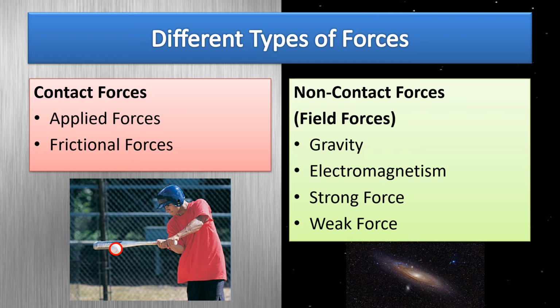There's also the strong force and the weak force. Those are also non-contact forces that are field forces, and they're also known as fundamental forces. So let's compare. Which of these four do you think is the strongest? Which of these four do you think is the weakest if you had to rank them? Well, we're going to do that in the next slide.